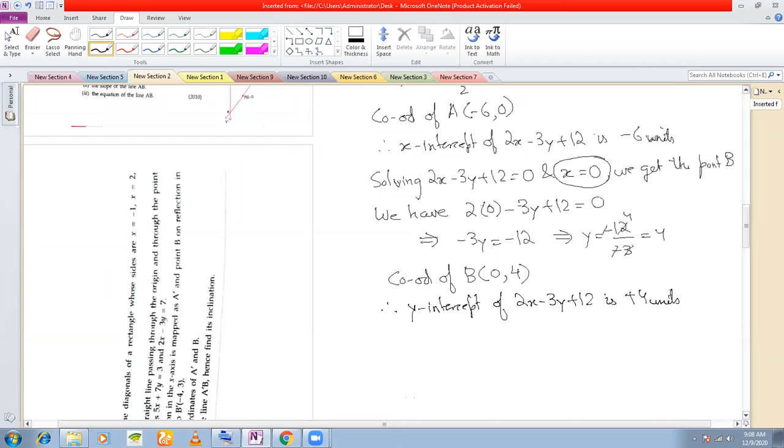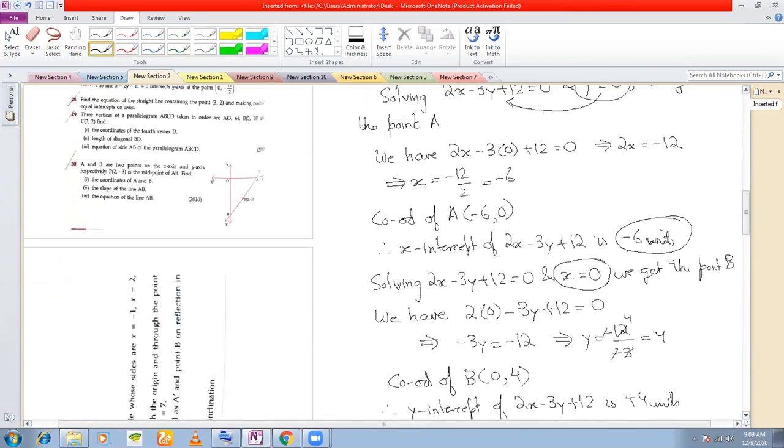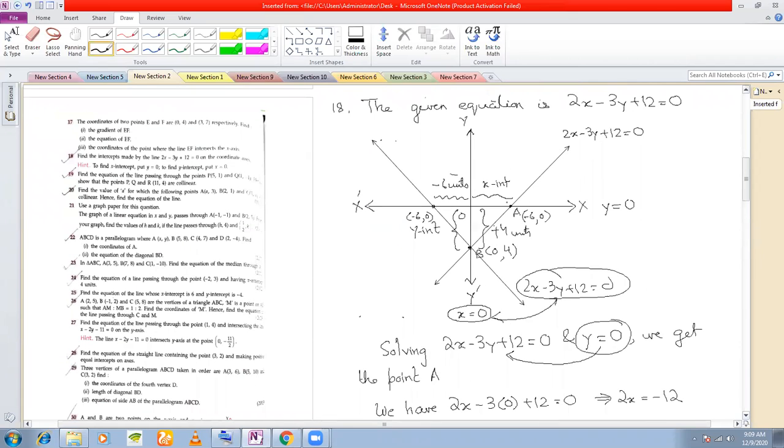So that's it. That is how you find out the x and the y-intercepts. Remember this technique because this technique is very important. Now, I'm just recapping this for you. What is the x-intercept here? The x-intercept we have found out to be minus 6 units. If the x-intercept is minus 6 units, the line passes through minus 6, 0. And since the y-intercept is 4 units, the straight line passes through 0, 4.